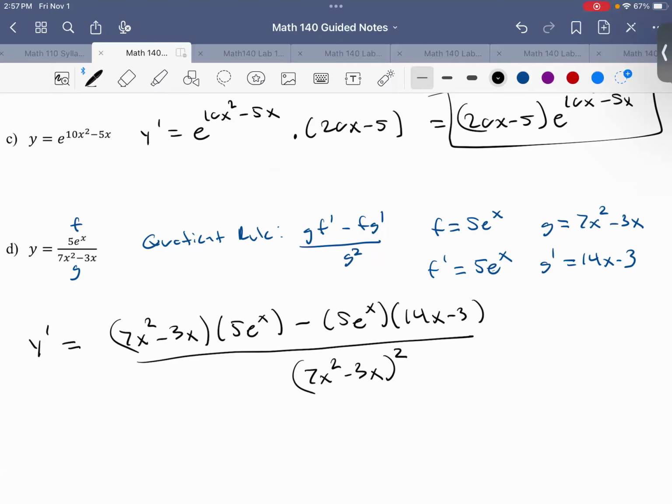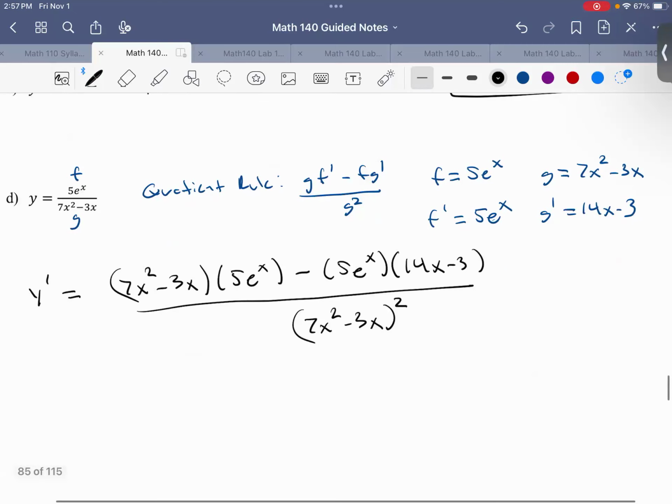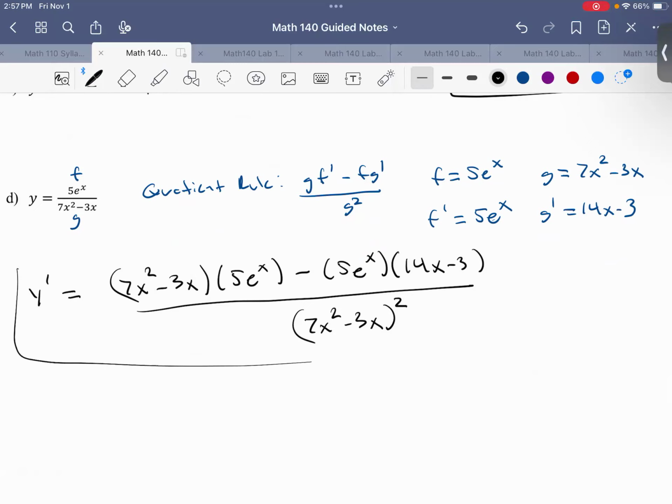Okay, so the only thing we could really, well, it would be okay to leave it like that. We could simplify a little more, but it's okay to leave like this for now. Okay, so that's a derivative with exponential and the quotient rule.